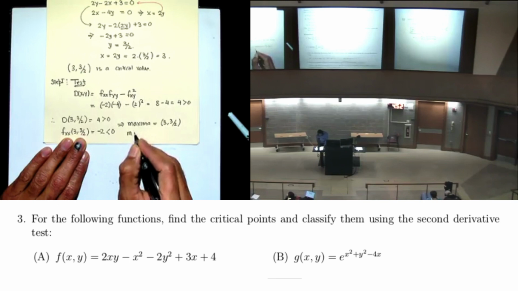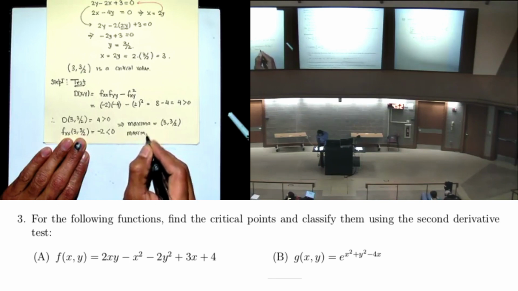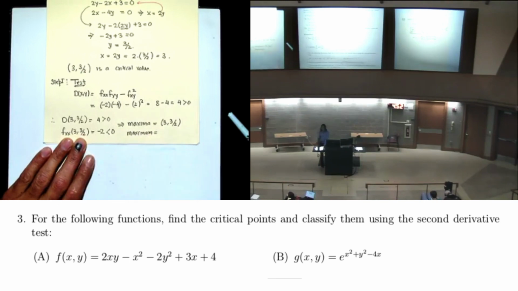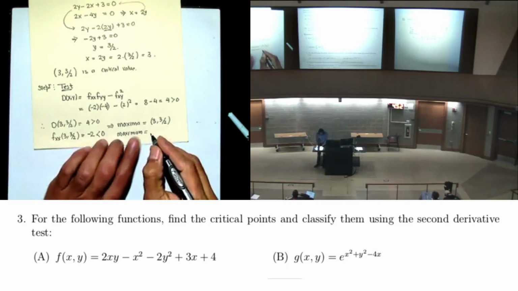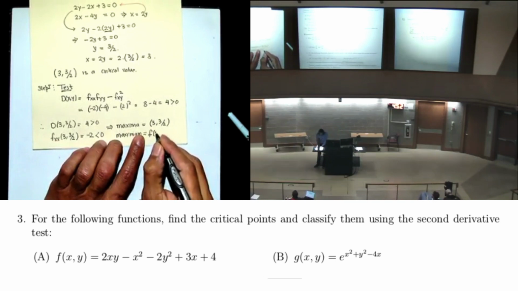What is a maximum? Be careful with the language. English is a very tricky language. Maxima and maximum are two different words. Maxima is a point, maximum is a number. So what is a maximum? Maximum is the number you get when you plug these values into your original function.